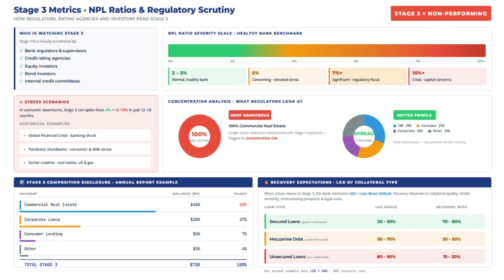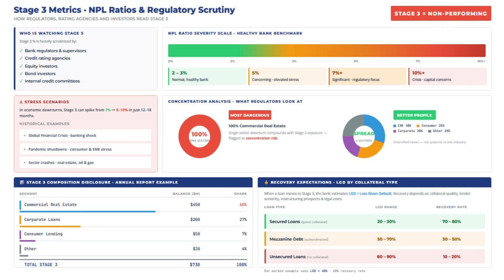So regulators look at what's driving stage 3. If, let's say, 100% of stage 3 is commercial real estate, then you are in concentration risk territory, which is dangerous. So a better profile shows diversification. Stage 3 is not just an accounting metric, it's how the financial system reads the bank's credit quality. So you need to watch the stage 3 trends, and then you understand which banks are deteriorating before it shows up in your credit spreads or capital ratios.